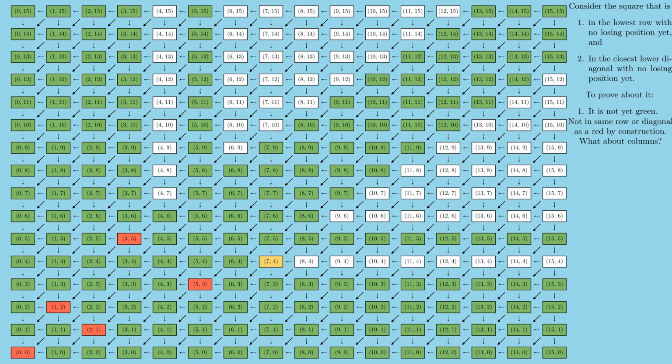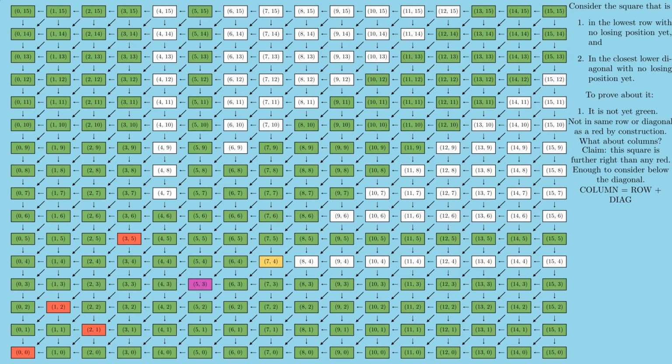But what about columns? Can a losing position be in that column? We didn't include it in the definition, but we claim that it is further right than any other red. It is enough to consider only the ones below the diagonal, and a red square above the diagonal has a corresponding red square below the diagonal, which is further to the right. So now consider any currently existing red square under the diagonal, say this one. We make the claim that the column of the square is equal to its row plus its diagonal. For example, this square is in the 5th column, 3rd row, and 2nd diagonal.